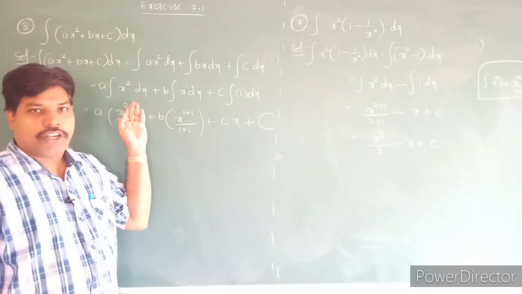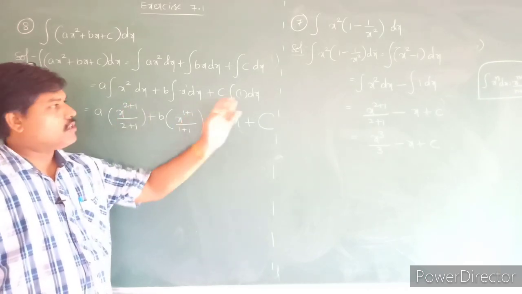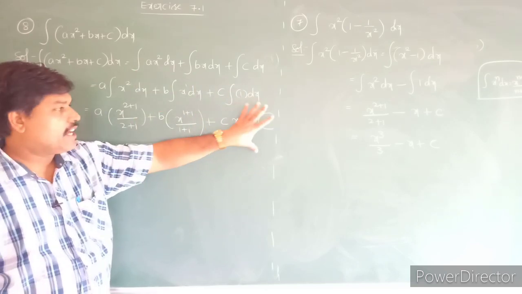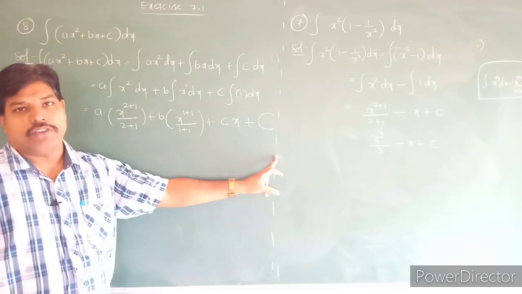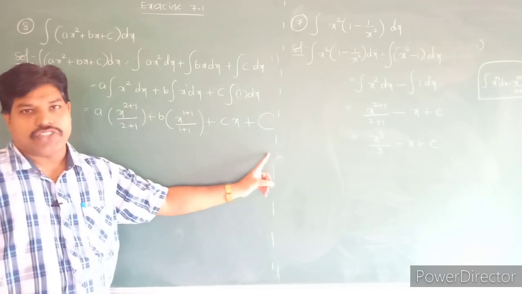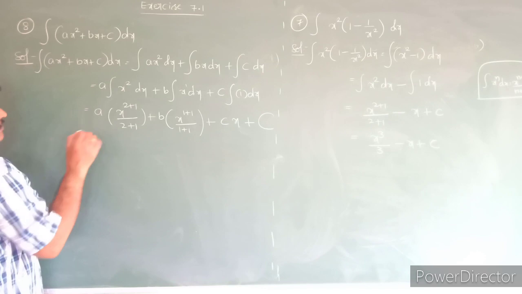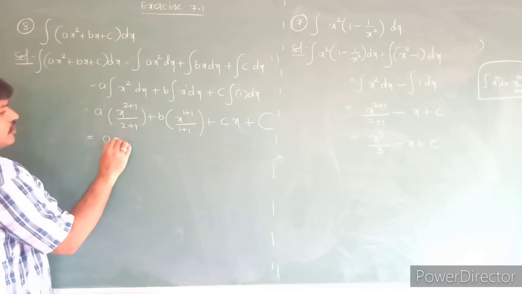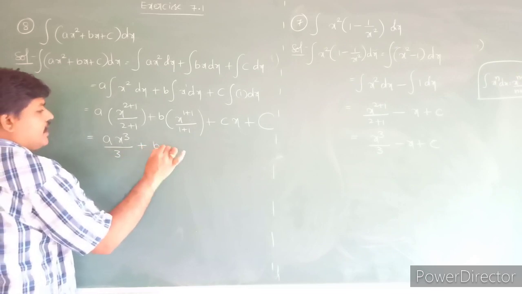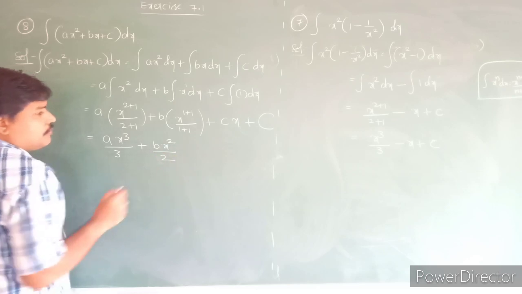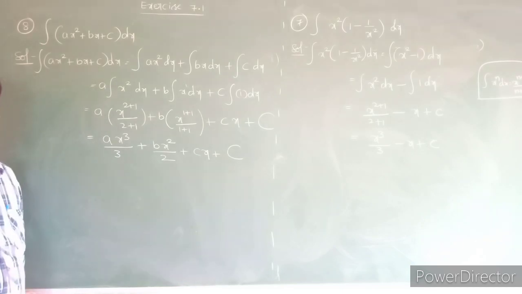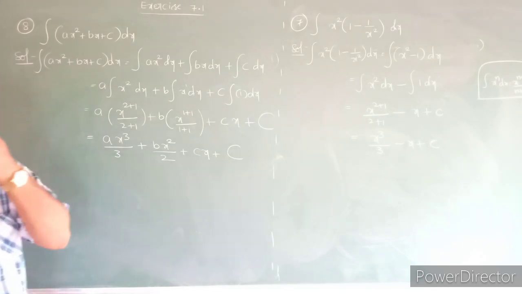For this one integral constant, you will get one integral constant each: c1, c2, c3. So all the c1 plus c2 plus c3, you will take as one integral constant, that is c, okay? Are you understanding that? So all the integral constants you will take as one integral constant, that is c, okay? So that is equal to a into x cube by 3 plus b x square by 2 plus c x plus c. Okay, see the next question.